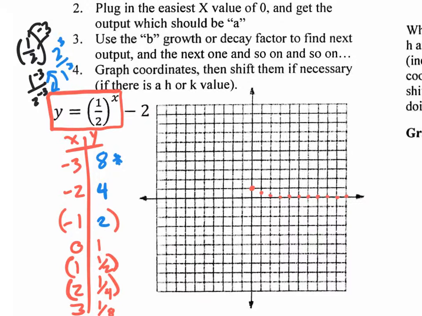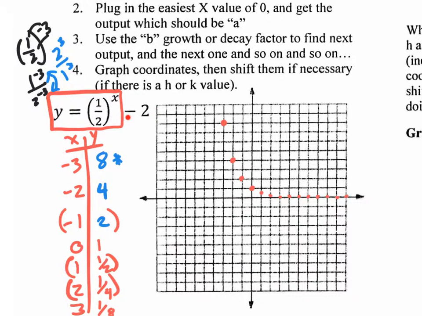Going to the negative side on the x, -1, you get a +2. So -1, +2 is right there. -2, +4 is up here. -3, +8 is up here. And this is our parent graph. It's not our actual final graph because we have not considered the k value of -2. The k value of -2 means we're going to have to shift every single one of these coordinates down 2 units.